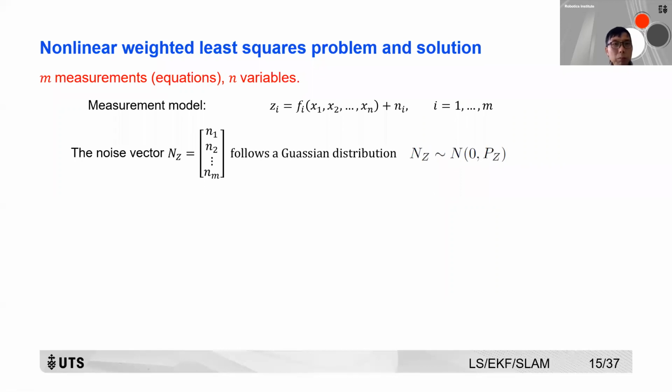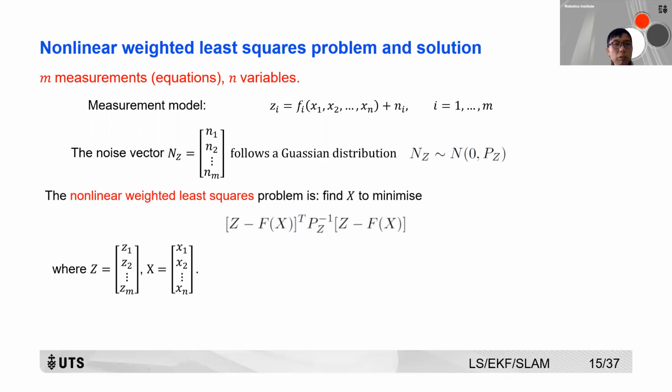So this is the problem. We have M measurements and we have N variables. And the whole noise vector follows a Gaussian distribution with zero mean. In this case, we can formulate the nonlinear weighted least square problem, which is given in this format. So you can see we put the inverse of the covariance matrix in the middle as the weight.